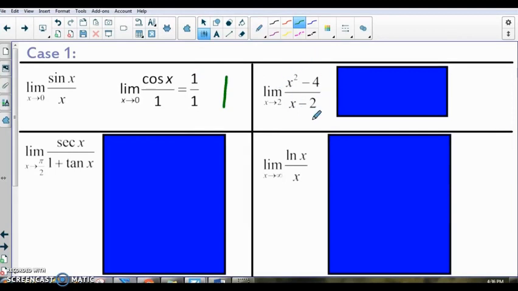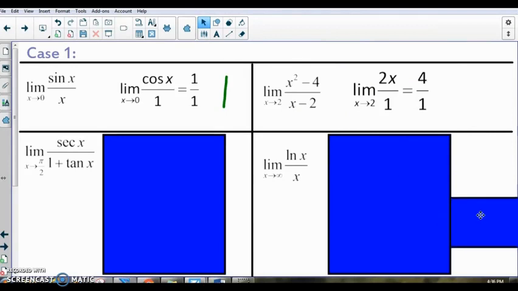So now I have the same type of problem you would have had last year, where you have something that we would have factored and reduced. And you can still do that problem this way, or this problem that way, I should say. But this will work really well with calculus. So I take the derivative of the numerator, take the derivative of the denominator. So this derivative is 2x, this derivative is 1. Substitute the 2, excuse me, and you get 4. So new method, old method.